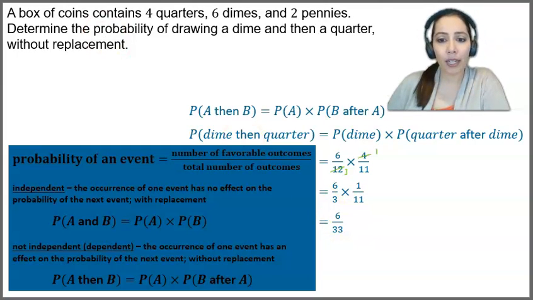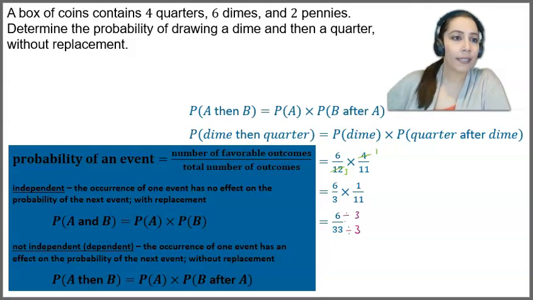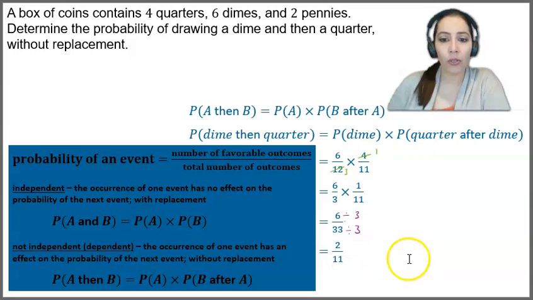Then I can reduce here. I could divide each of these by 3. 6 divided by 3 is 2, and 33 divided by 3 is 11. So the probability of pulling a dime out of the bag and then a quarter after I have pulled the dime out, and I did not replace the dime, is 2 out of 11.